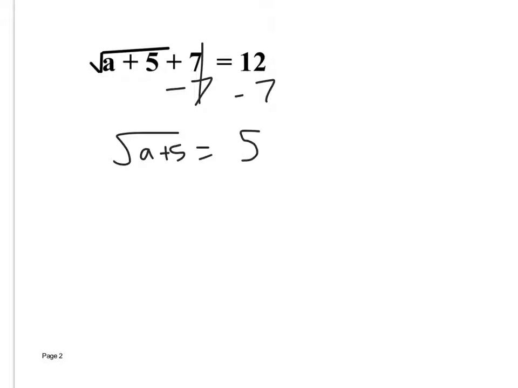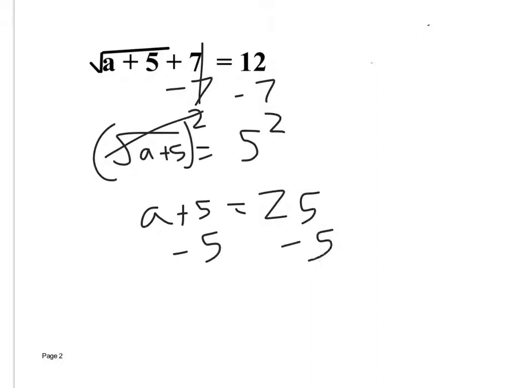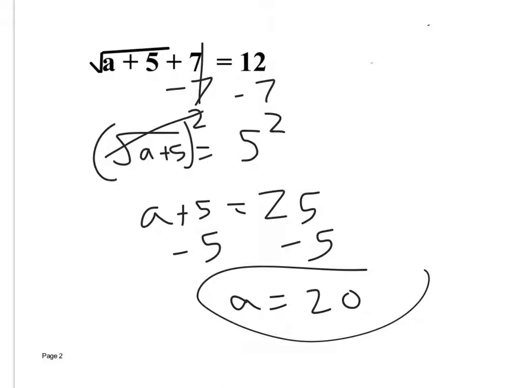So now I can get rid of the radical sign by squaring both sides. Because if I square the square root of a plus 5, I get a plus 5. They cancel each other out. It's like, if I had a squared and I want to get rid of a squared and just get a, then I'd square root it. They're opposites of each other. So a plus 5 is equal to, what's 5 squared? 25. So I subtract 5 from both sides, and I find that a is equal to 20, which I can check if I want to.